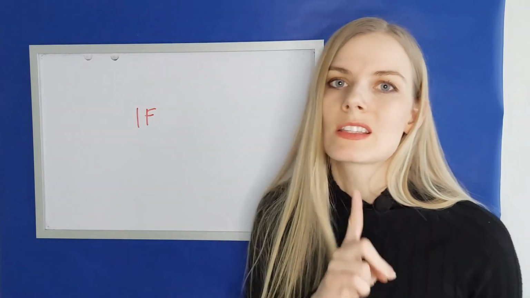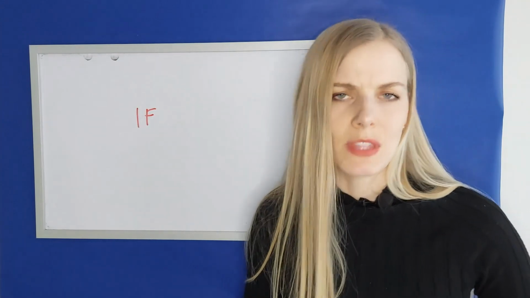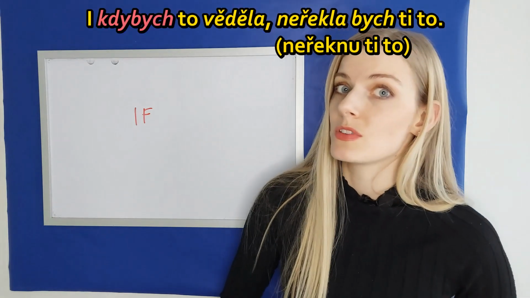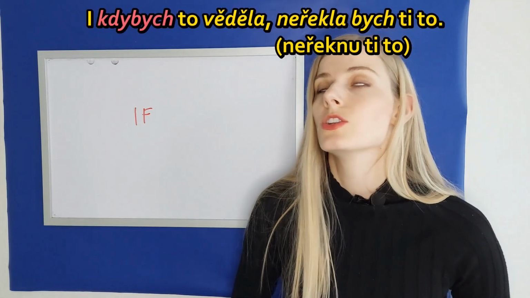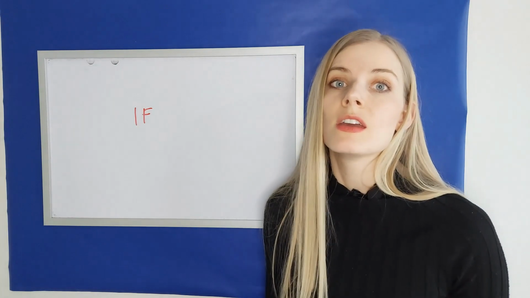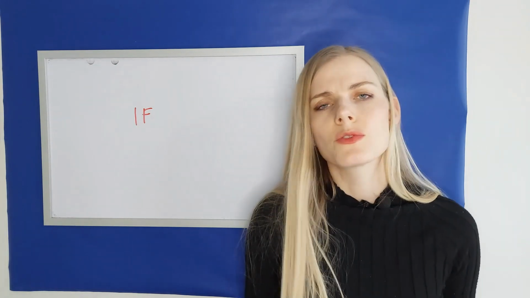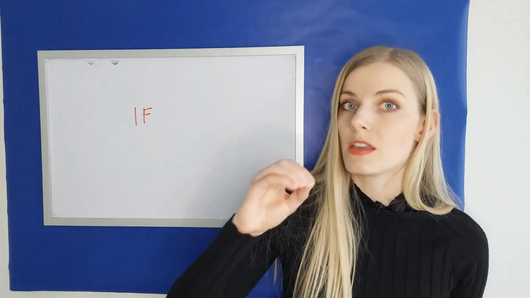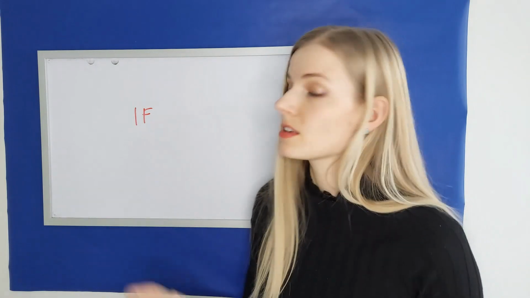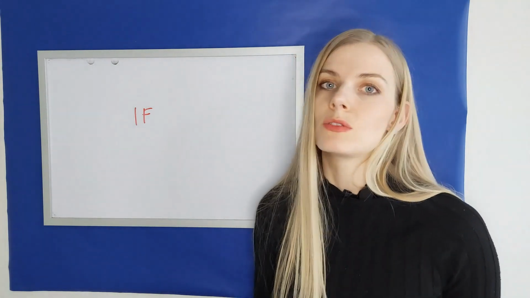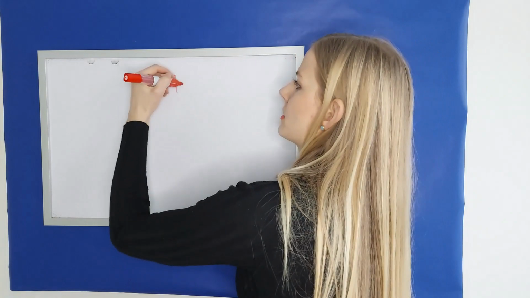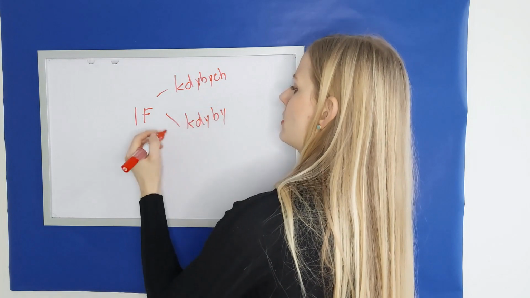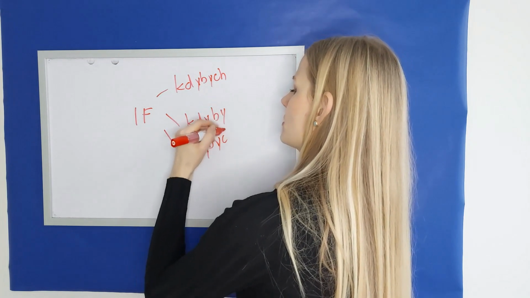In Czech, for the second conditional, that is when it's hypothetical, we use this conditional clause. Like for instance, I kdybych to věděla, neřeknu ti to. Even if I knew, I wouldn't tell you. In English you say, even if I knew. And even if you change the person, even when you say, even if he knew, it's still if. But in Czech, the if has multiple forms depending on the person. It can be kdybych, can be kdyby, kdybychom, etc.